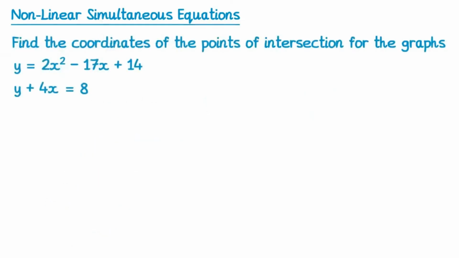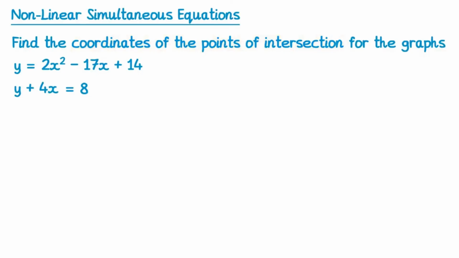In this second question, things are a little bit different. Firstly, we've been asked to find the coordinates of the point of intersection for the graphs. This still means we just need to solve the equations, but we must write our answers as coordinates rather than pairs of values of x and y.